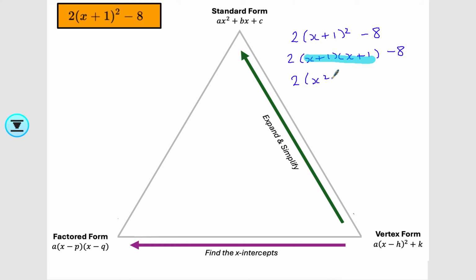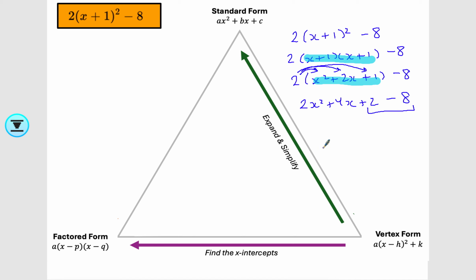So x squared, this will simplify to this. I keep them inside the bracket because I am mindful of the fact that I have a 2 on the outside that will now multiply with each of these. I'm still not touching the negative 8 because I need to finish off the brackets and the multiplication. So this is 2x squared plus 4x plus 2, and then I take the minus 8.